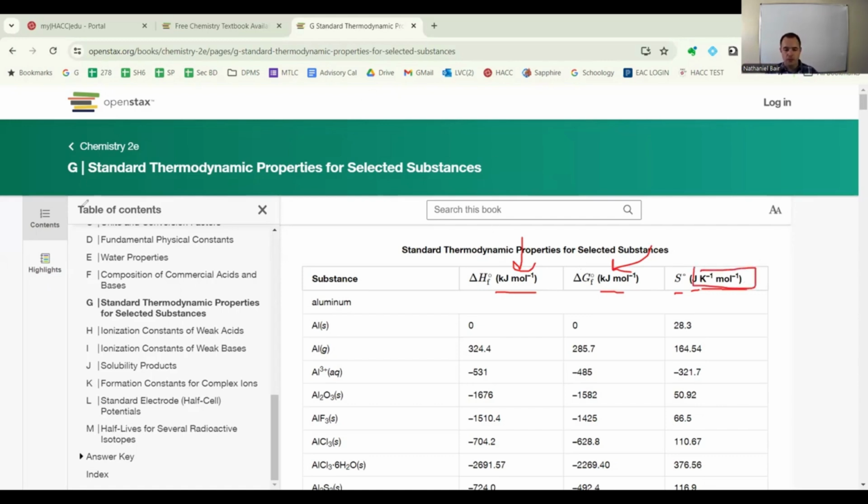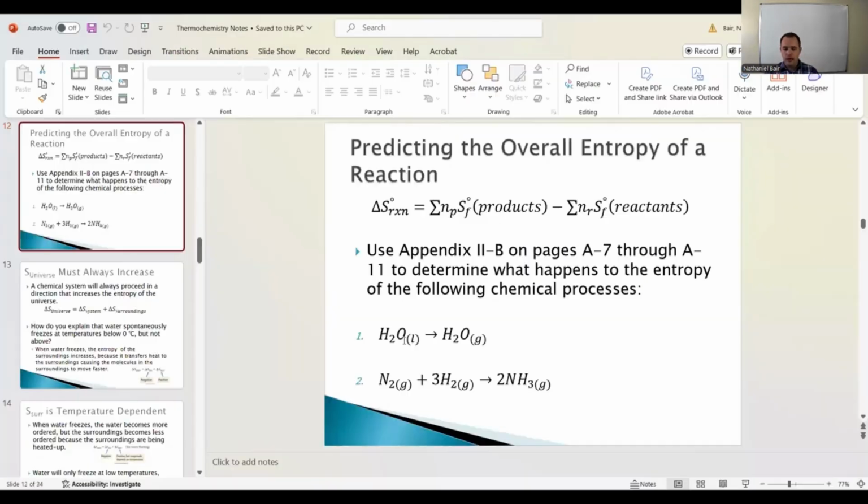Okay, I want to do one of these problems. So let's go back and look at the problem we want. So we want H2O liquid turning into H2O gas. I want to see what the change in entropy is for that. Now I want you to make a prediction. We're going from liquid to gas. Do you think we're going to have an increase in entropy, a positive delta S, or a decrease in entropy, a negative delta S? So make a prediction now. And we're going to solve for it, and we're going to see if your prediction's right.